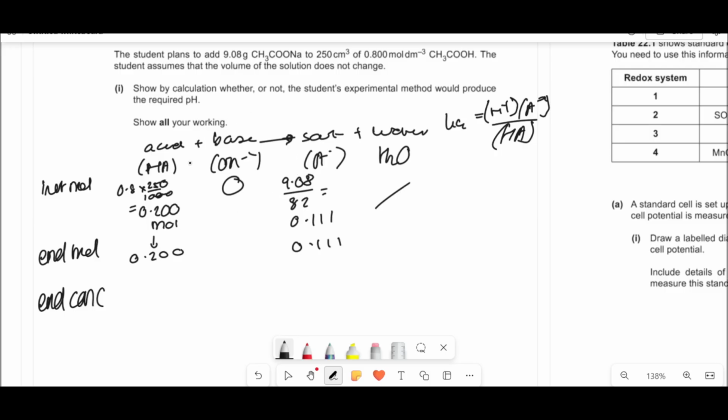If the question said they added a base, then you'd have to react these two, because then this would react with this, this would go down, this would go down, and then you would make this, right? But in this case, I forced myself to do this because it makes me make sense of what's happening, right?